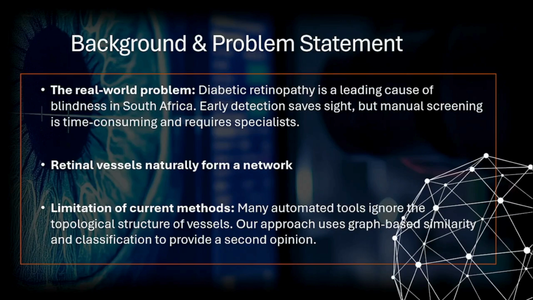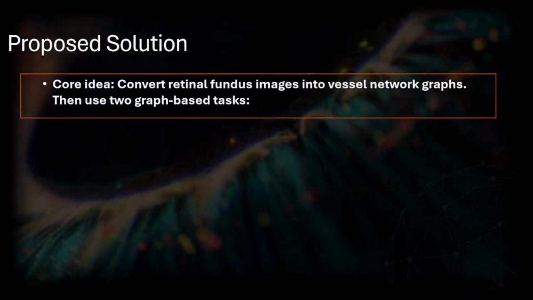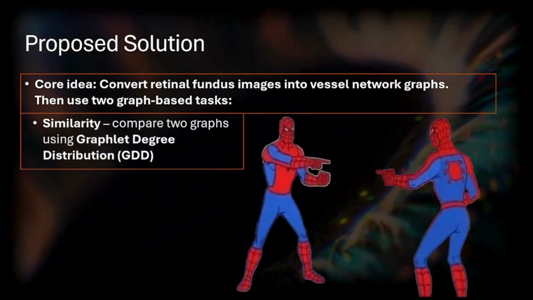Our solution models the blood vessel network of a retinal image as a graph. Vessel junctions become nodes, and vessel segments become edges. Once we have that graph, we perform two graph-based tasks. First, similarity detection. We use a method called graphlet degree distribution, or GDD, to create a structural fingerprint of the vessel network. Then we compare two images and get a similarity score.